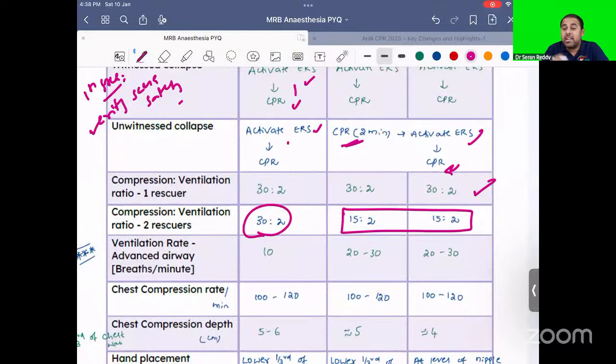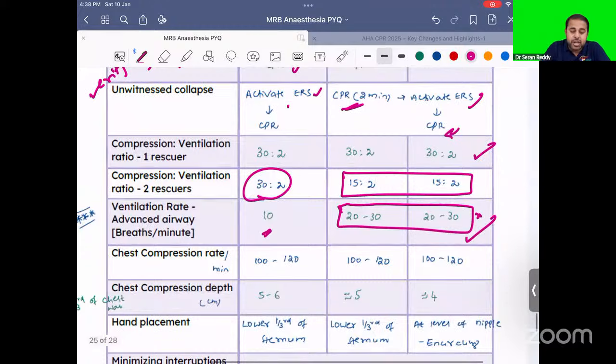Then what is the ventilation rate when the advanced airway is there? How many breaths can you give? In adults it is 10 breaths per minute. In children and infants it is 20 to 30. Please remember, very, very important. This was a question immediately asked in the 2020 INI-SET. Once the guidelines came, within a few days they asked about this.